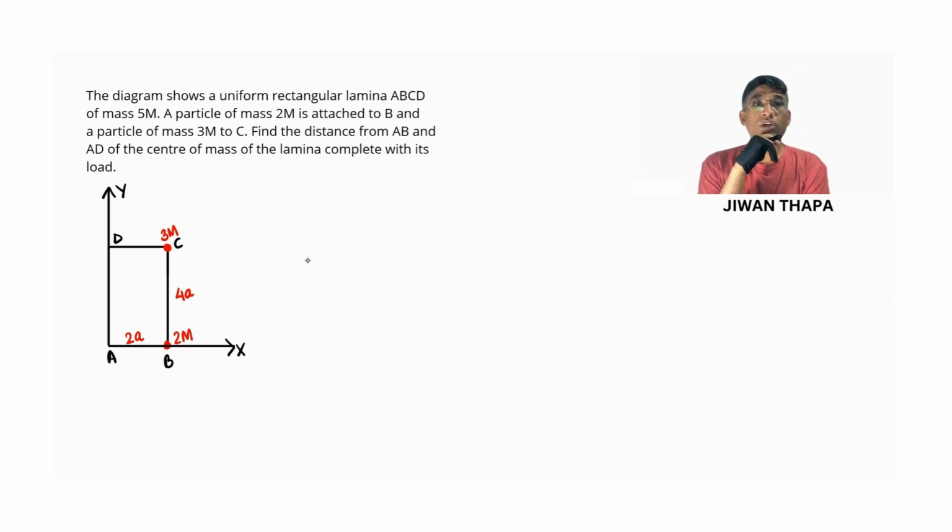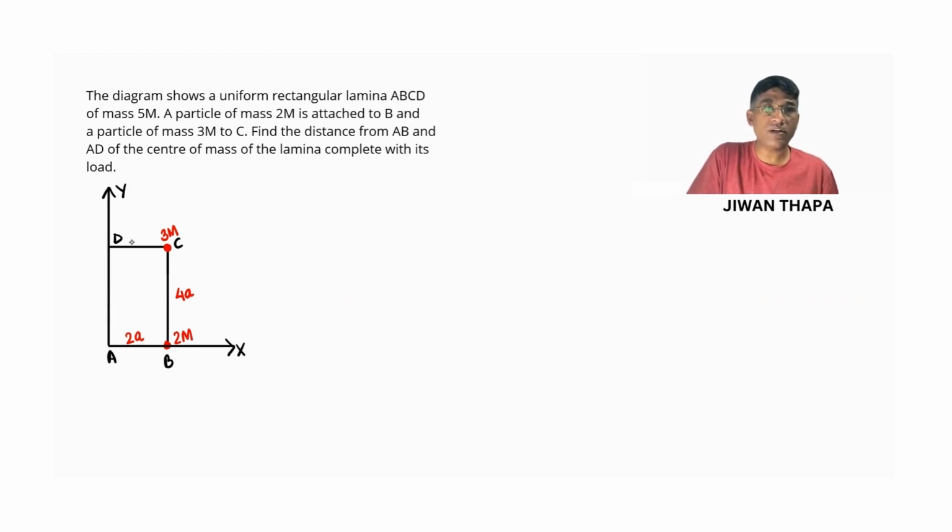The diagram shows a uniform rectangular lamina ABCD of mass 5m. A particle of mass 2m is attached to B and a particle of mass 3m to C. Find the distance from AB and AD of the center of mass of the lamina complete with its load.